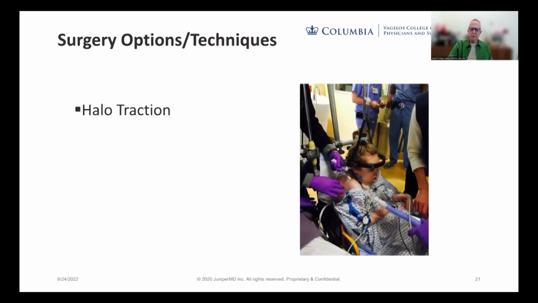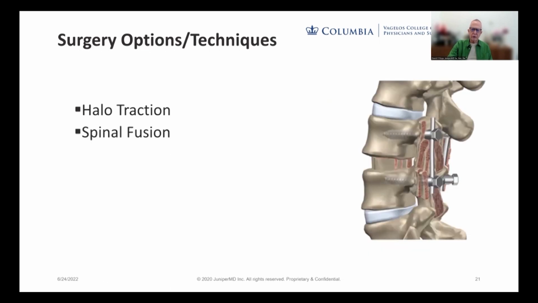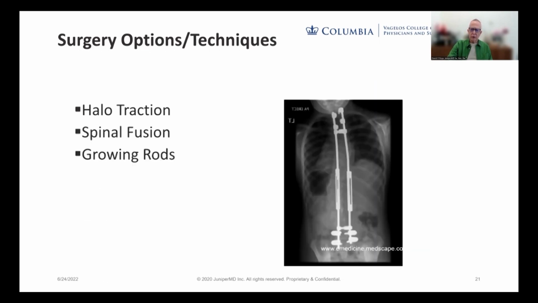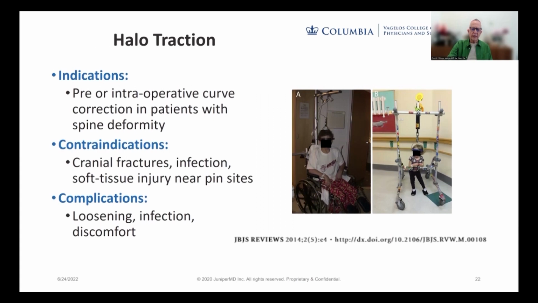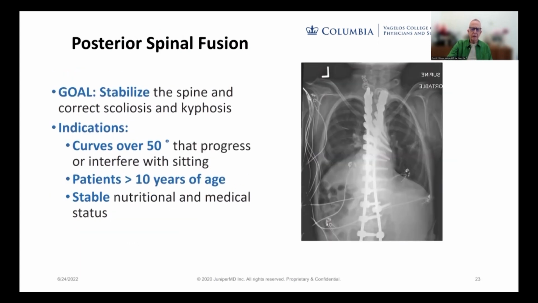What can we do? Halo traction may be used in certain severe curves to correct the curve. Spinal fusion, growing rod surgery, and pelvic fixation. The halo traction is indicated to try to correct preoperatively the severe curve. Contraindications are problems with the cranium, the skull, and complications include loosening and pain.